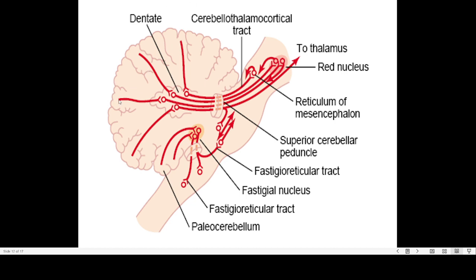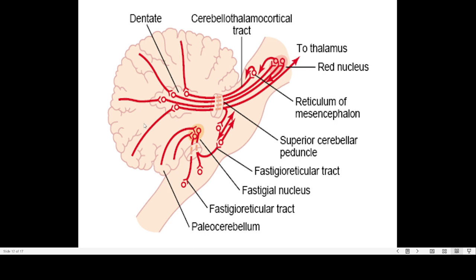Usually the superior peduncle is connected to the midbrain part. So this is the midbrain. Here, from the cerebellum to the thalamus and also to the red nucleus and to the midbrain. This group of fibers is usually called the superior cerebellar peduncle. That is cerebello-thalamocortical. That means from the cerebellum to the thalamus and also to the cortex of the cerebrum. So these are the connections which are here.